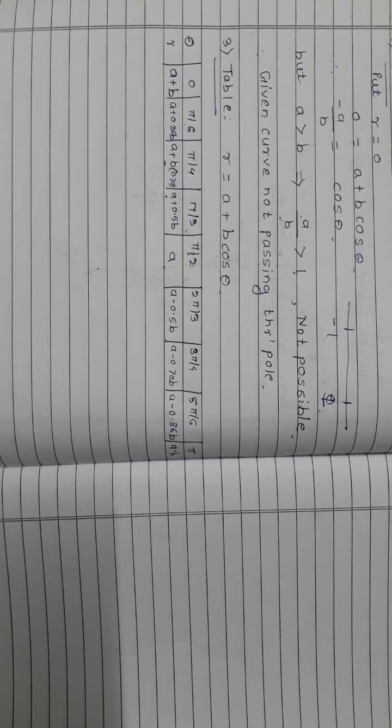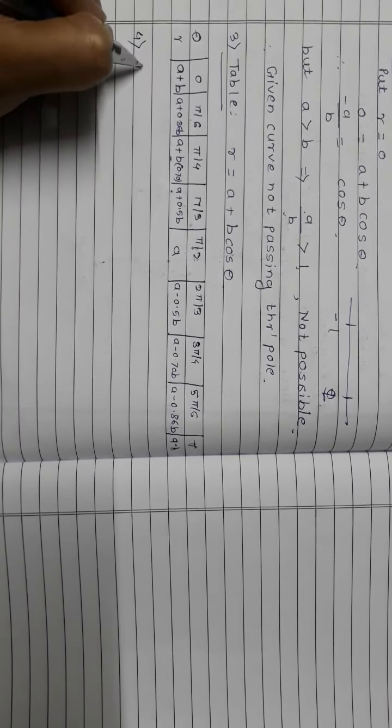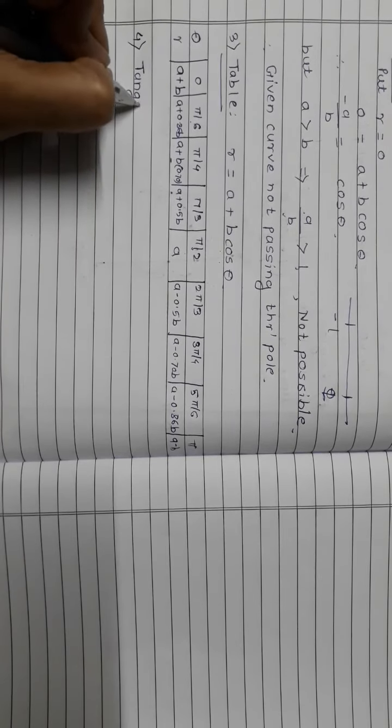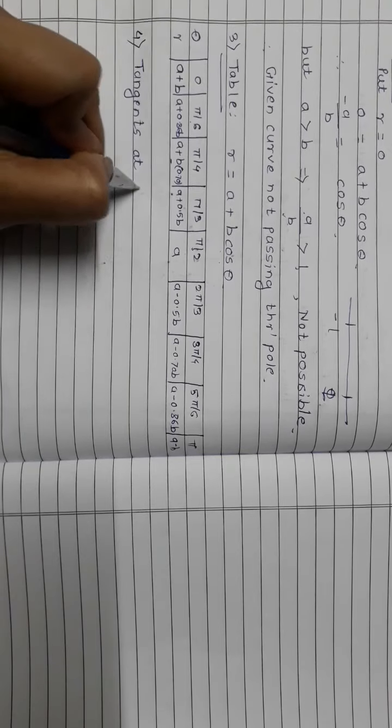We are going to the next rule now. What is the next rule? And that is to find out tangents at other points.